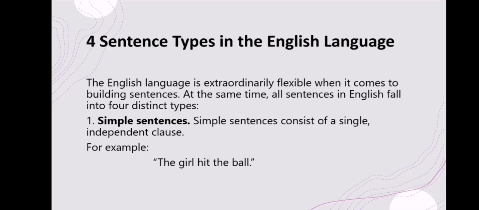So now we have here the four sentence types in the English language. The English language is extraordinarily flexible when it comes to building sentences. At the same time, all sentences in English fall into four distinct types. The first one is the simple sentence. Simple sentences consist of a single independent clause. For example, the girl hit the ball.